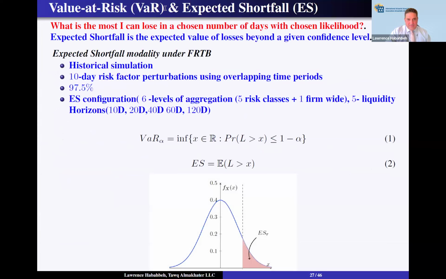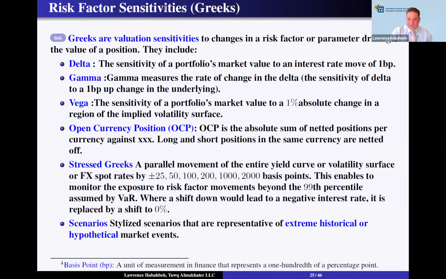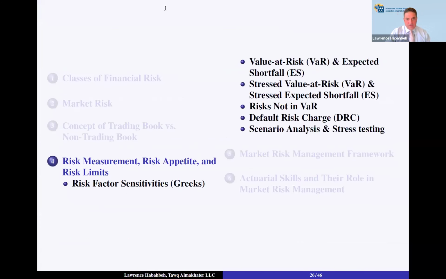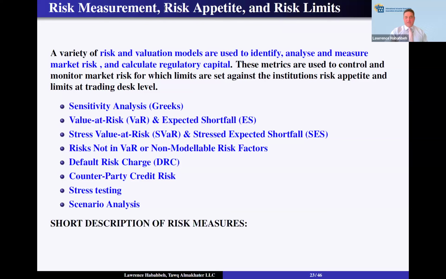Now, under the fundamental review of the trading book, we have 12 minutes. Under the FRTB regulation, let's talk a little bit about the way that market risk is quantified under the Basel III FRTB regulation. Under FRTB, the bank capital, the amount of capital that banks should hold in order to cover expected and unexpected losses, is broken down into two components.